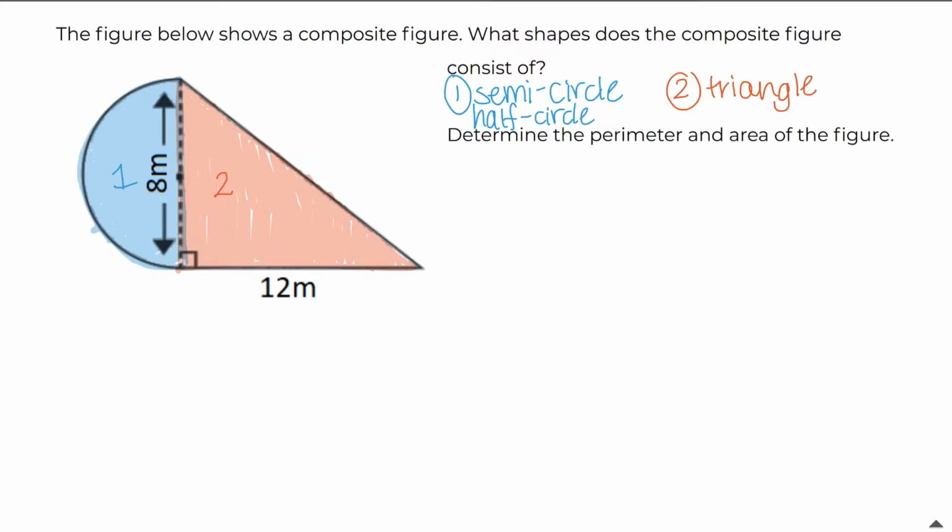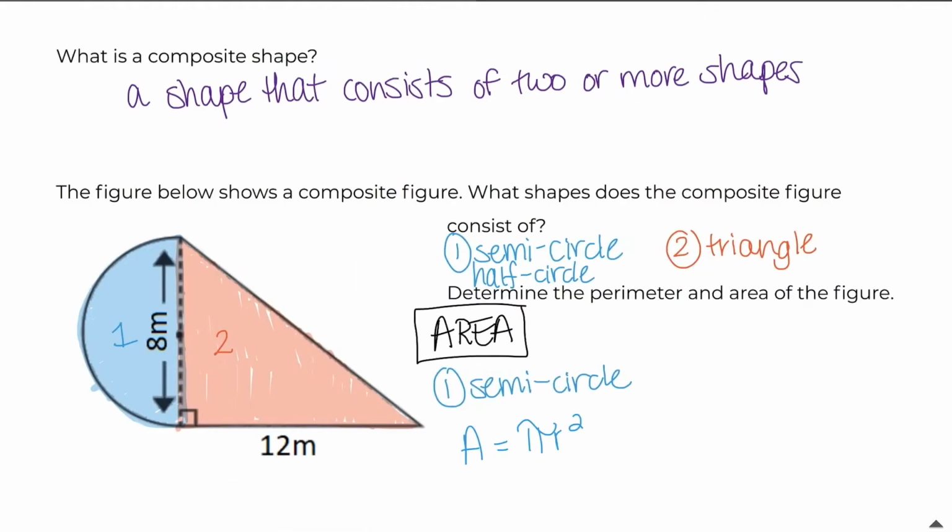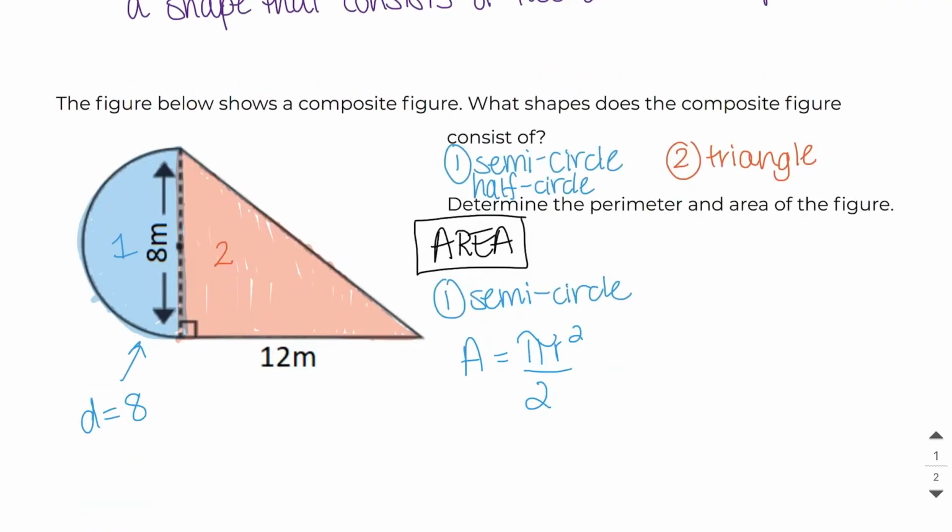The first thing that we have is a semicircle. If you remember, the area of a full circle is pi r squared. Because this is a semicircle, a half circle, we're just going to divide that by 2. In our circle, we know that our diameter is 8, because it's 8 from here all the way down to here, which means our radius would have to be half of 8. So I take 8, divide that by 2, and I get 4.